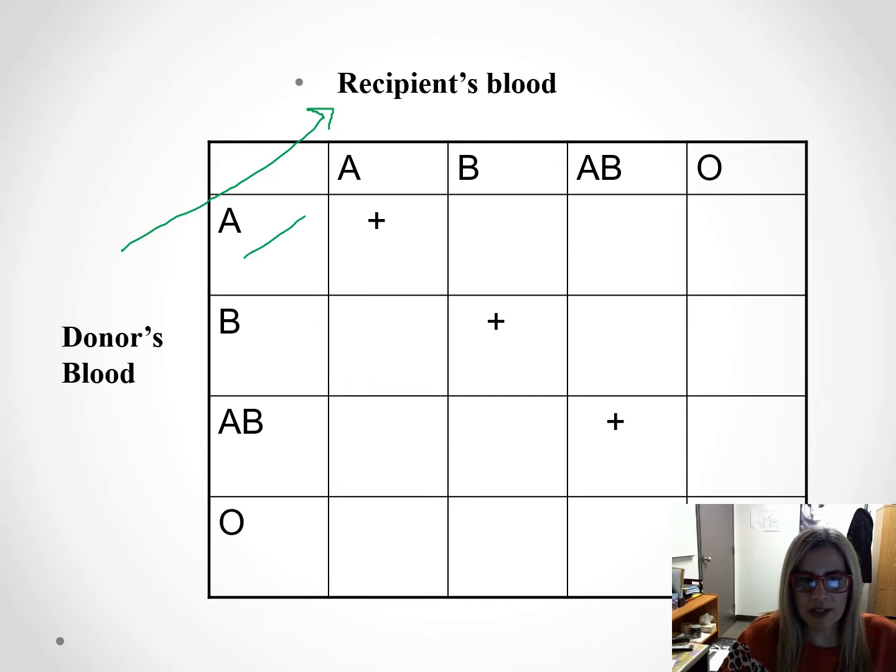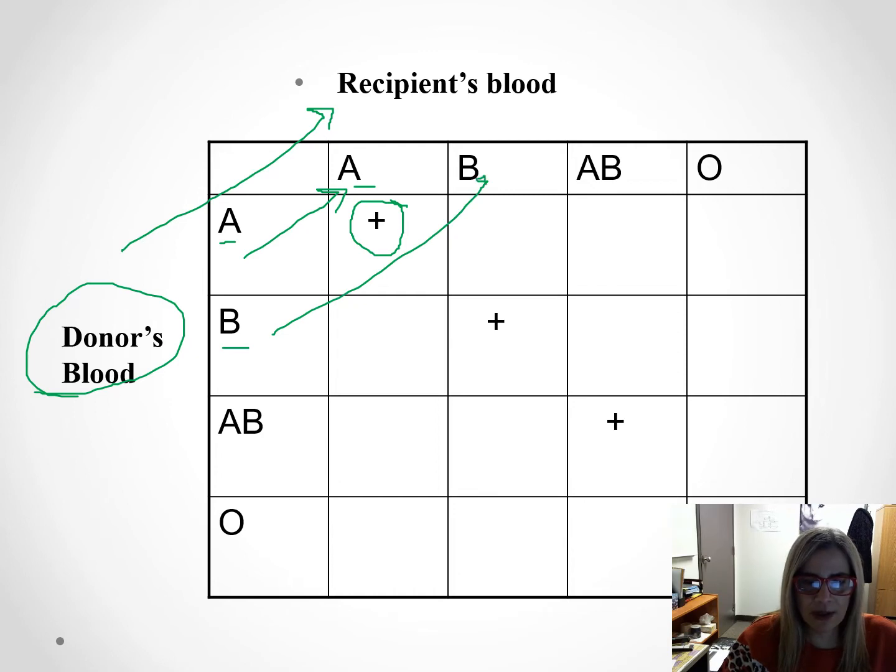So if we go this way, and remember this is our donor on this side here. A person with type A blood, can they donate to a person with type A blood? The answer is yes. Can a person with type B blood donate to another person with type B blood? Yes, and so on, right? But now what we want to look at, if we continue to go across here, is can a person with type A blood donate to a person with type B blood? And the answer to that would, of course, be no. So we would put a little negative sign there, right?